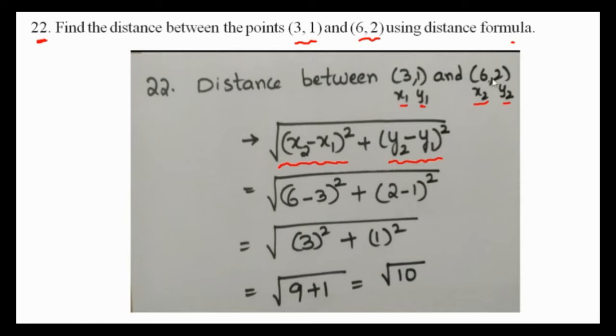x2 is 6 and x1 is 3. So (6 minus 3) whole square plus (y2 minus y1), (2 minus 1) whole square. 6 minus 3 is 3, whole square, plus 2 minus 1 is 1, whole square. 3 square value is 9. 1 square value is 1. So 9 plus 1 is 10. So root of 9 plus 1 is root 10. So the distance between (3, 1) and (6, 2) is root 10 units.